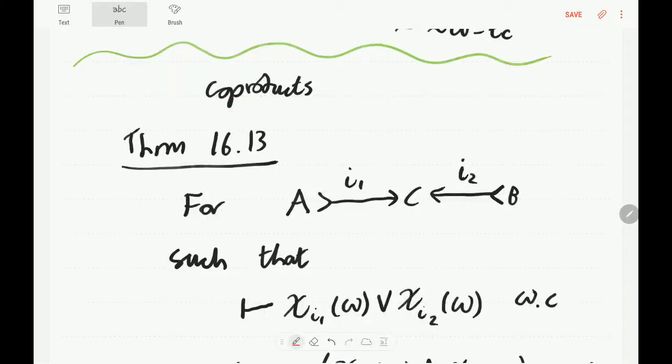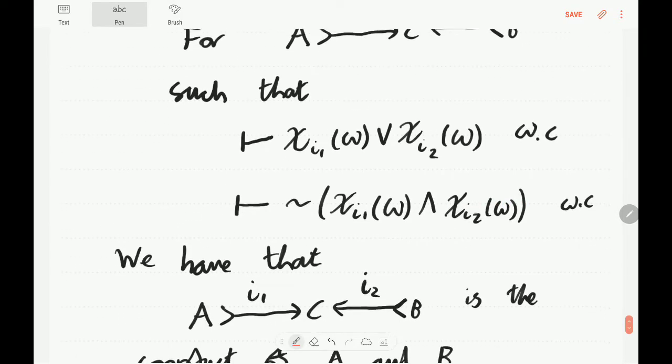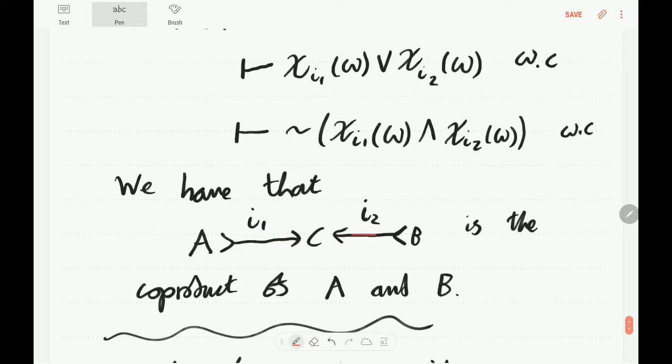Okay then, so now let's talk about coproducts. Suppose we have subobjects I1 and I2 of C, and let's suppose these conditions hold. So chi I1 of W or chi I2 of W is true, but it's not true that chi I1 of W and chi I2 of W hold. In that case, we have this setup with these subobjects I1 and I2.